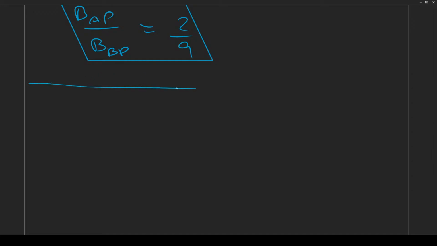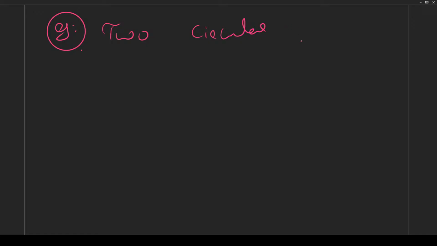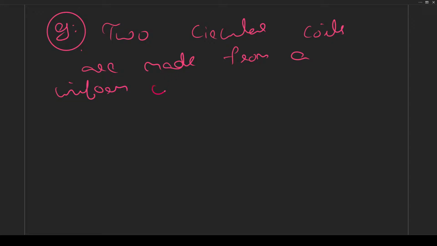Now let's go to the next question. The next question is: two circular coils are made from a uniform wire.